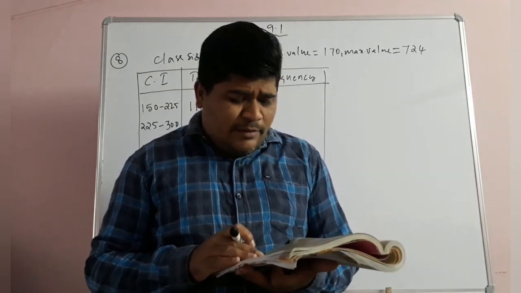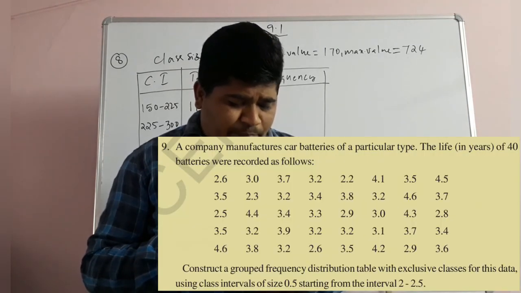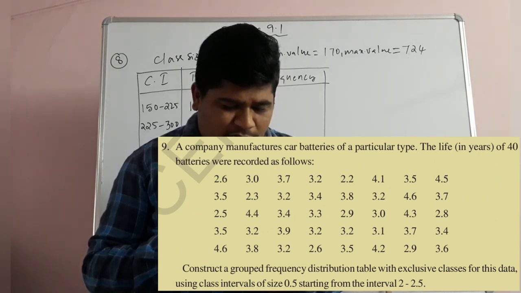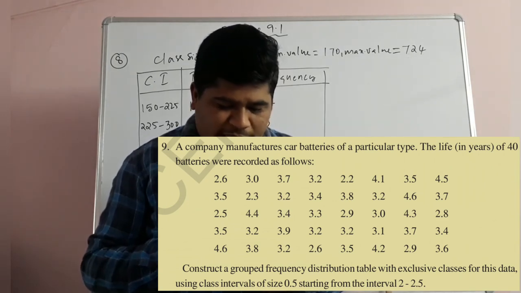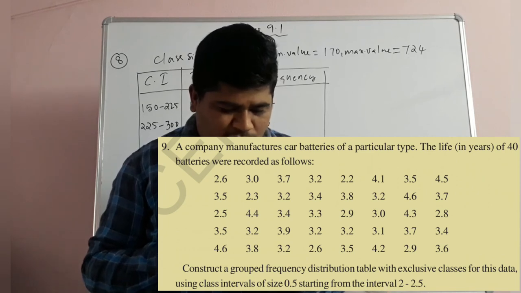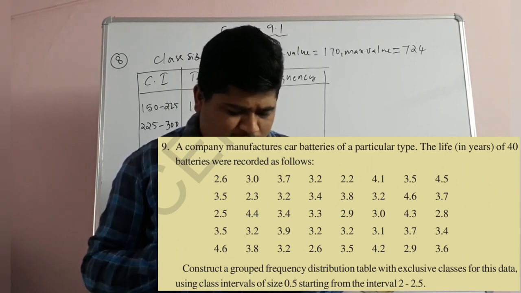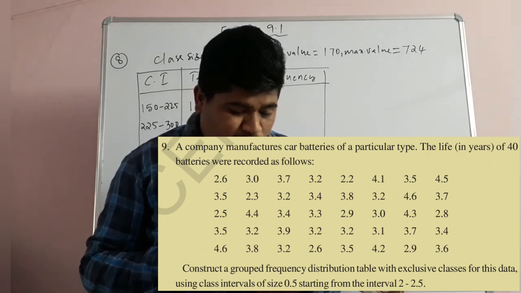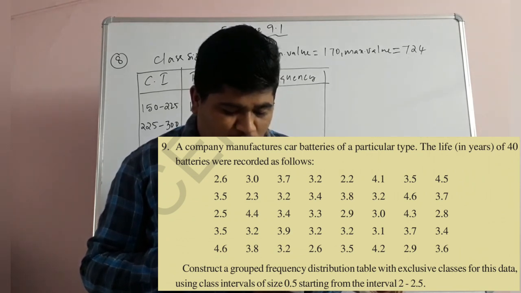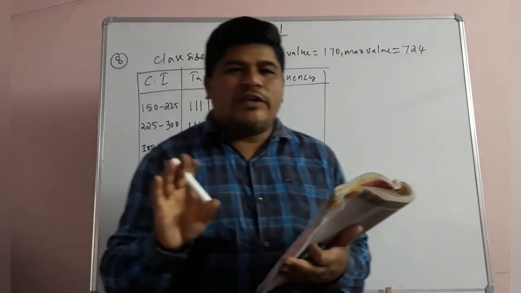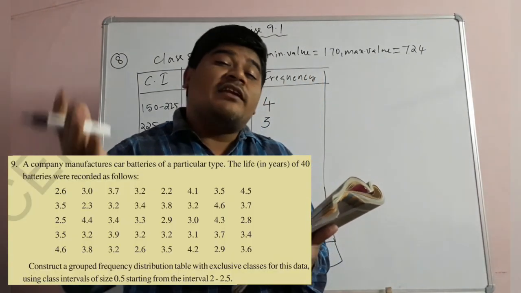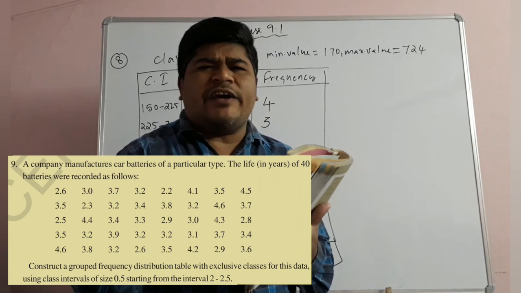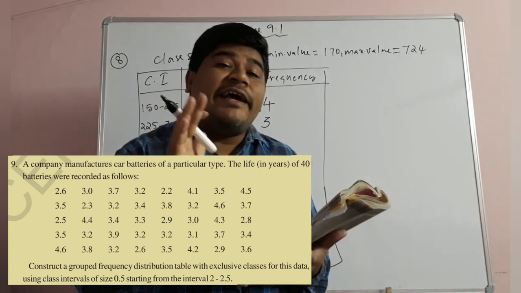And children, if you see question number 9, a company manufactures car batteries of a particular type. The life in years of 40 batteries was recorded as follows: 2.6, 3.0, like this. Construct a grouped frequency distribution table with exclusive classes for this data using class intervals of size 0.5 starting from the interval 2 to 2.5. Here they are telling us to take the class size as 0.5, children, and the first class interval they gave in the question only, that is 2 to 2.5. They also mentioned to take exclusive class intervals.